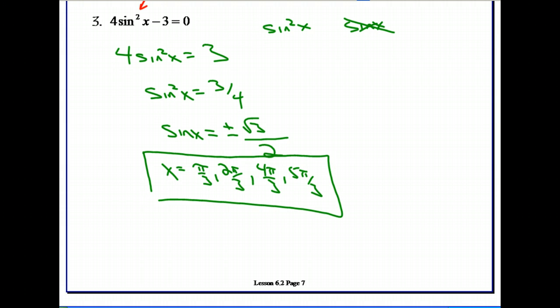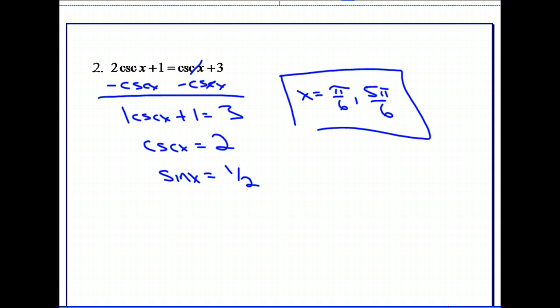And again, right now we're just learning these things. You're using your unit circle as a reference. Ideally, we'll get to the point where you can just do these in your head. You don't even need your unit circle. All right. Let's go back up and try another quadratic.